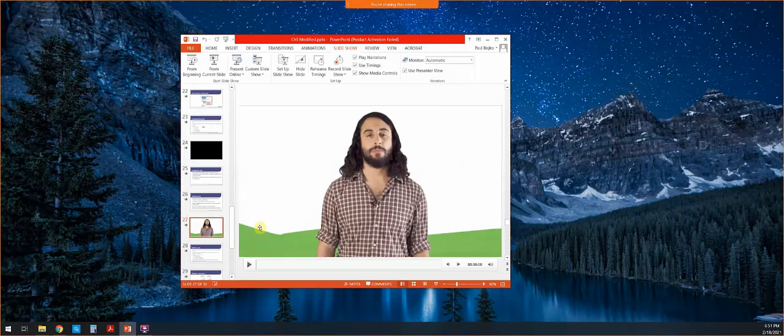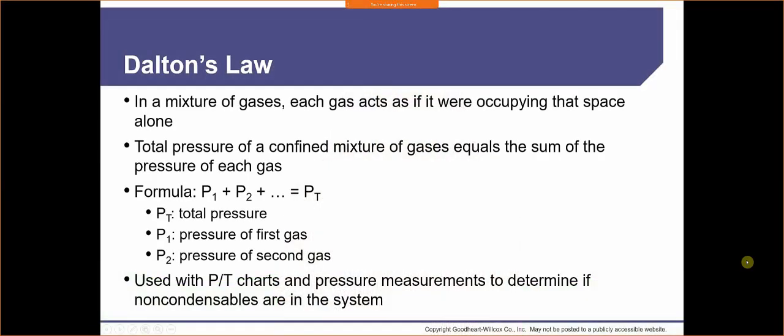So hopefully that explained a little bit more in detail of how the gases all work, combine, how the different laws play into effect. Okay. In a mixture of gases, each gas acts as if it were occupying that space alone. So we have the total pressure, so Dalton's law, formula P1, P2 plus whatever equals PT. So the total pressure. So it's the pressure of the first gas plus the pressure of the second gas.